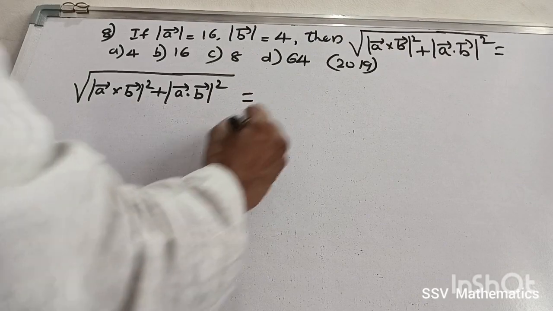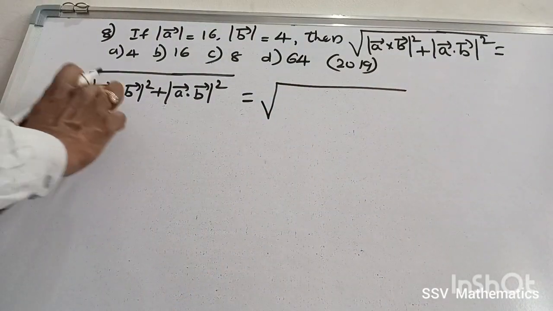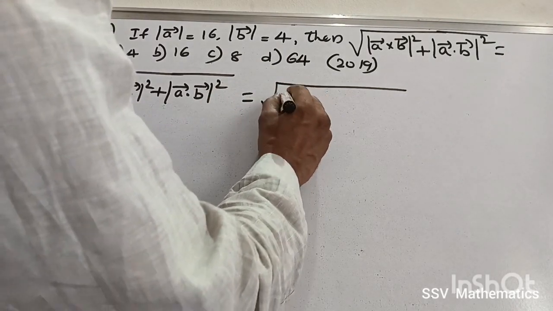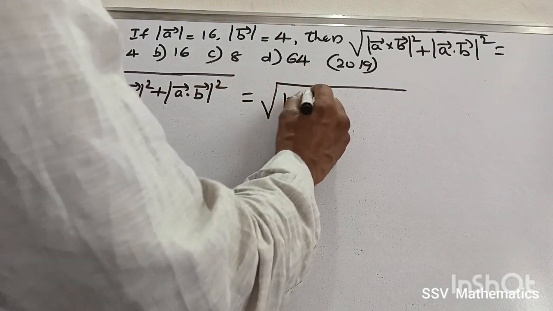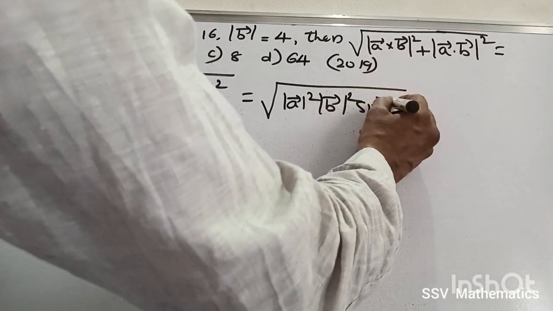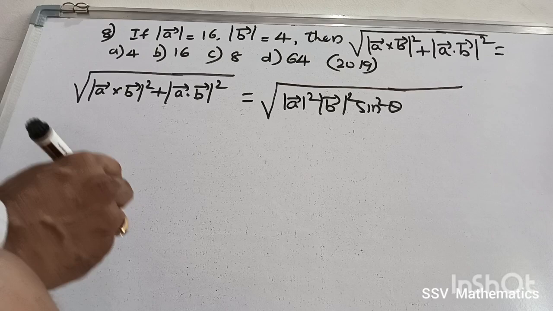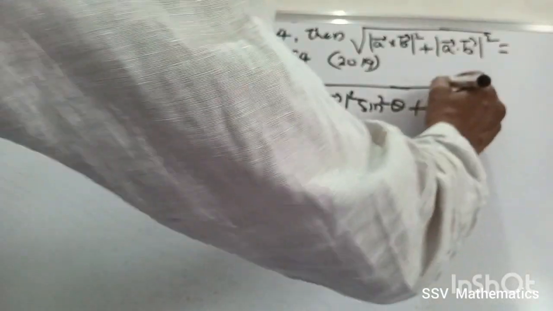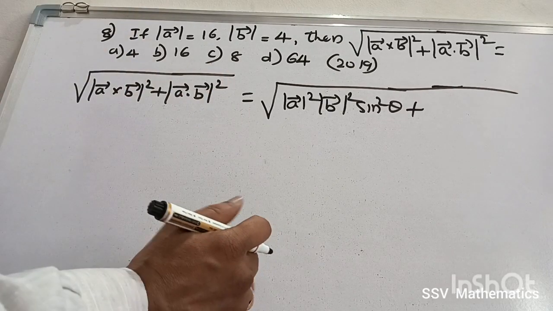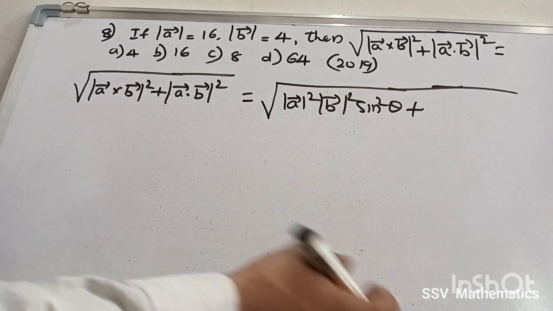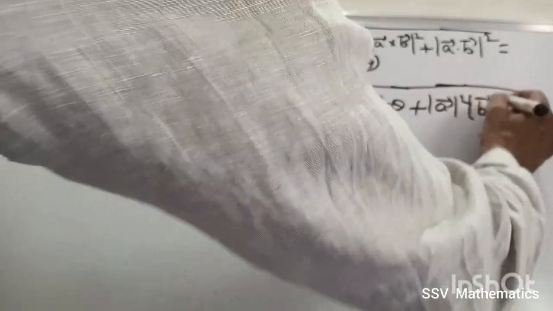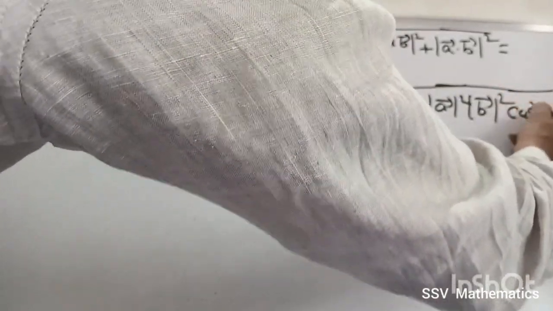So this is square root of, from the definition of A cross B, magnitude of A square into magnitude of B square into sin square theta, from the definition of vector product of two vectors A and B, plus again magnitude of A dot B whole square. Definition of A dot B is magnitude of A into magnitude of B into cos theta, square is there, so magnitude of A square into magnitude of B square into cos square theta.